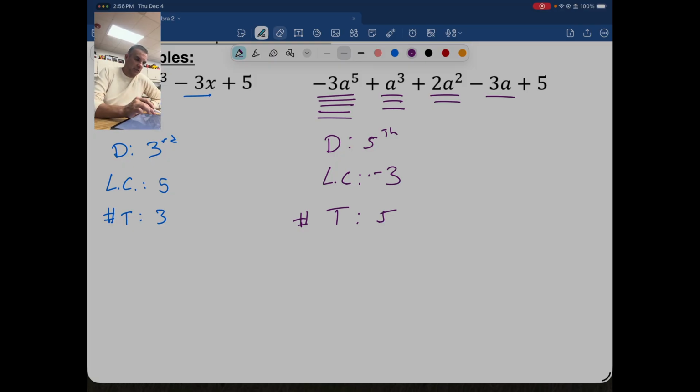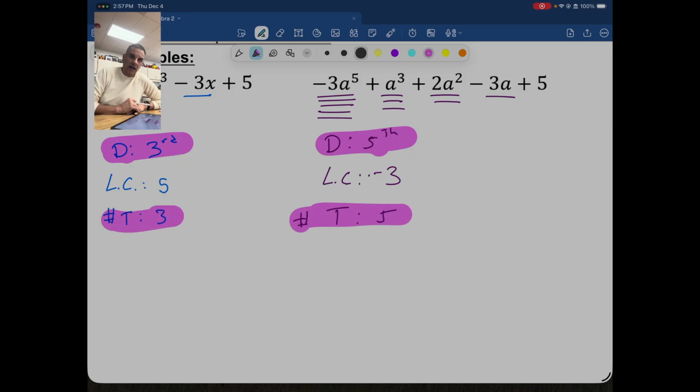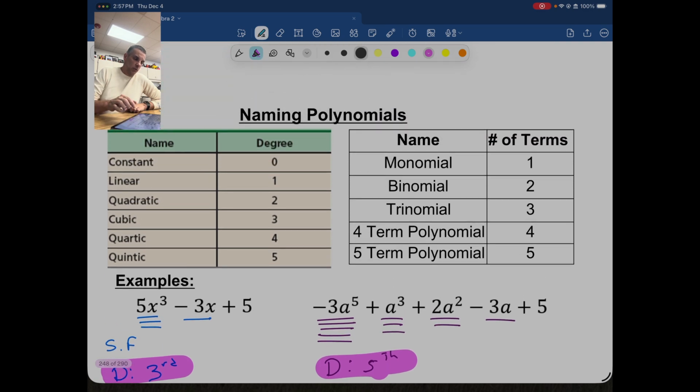Now, as we were doing these, you may have noticed that I said for now, we call it a 3rd degree, a 5th degree. And the number of terms is 3 and 5. Well, we can name these according to the degree and by the number of terms that they have. So I'm going to go over this quick. So if you want to take some notes on this, you might need to pause. But if you need more time to take some notes, just hit pause and you can come back to it.